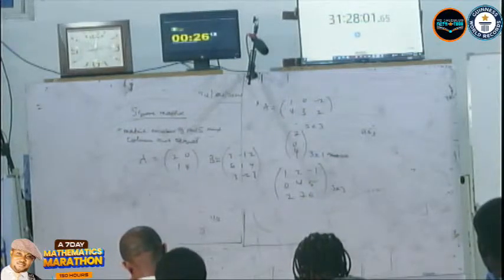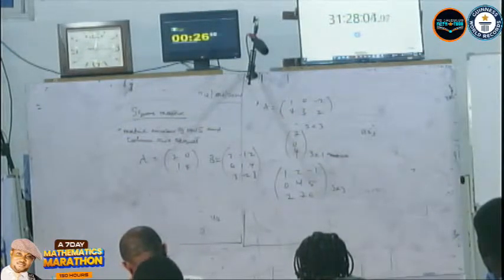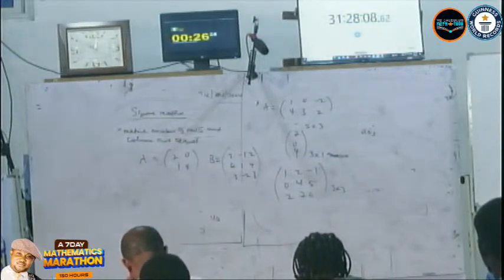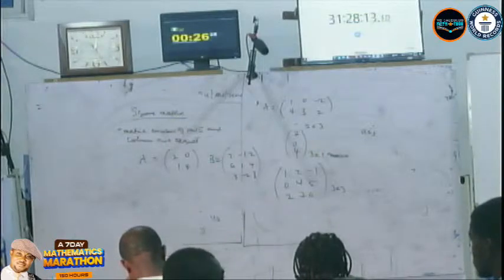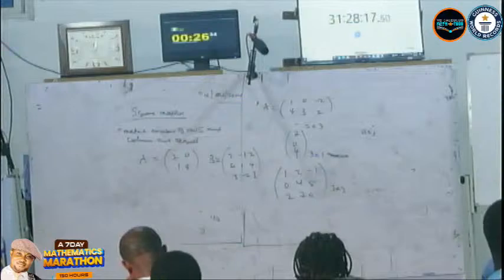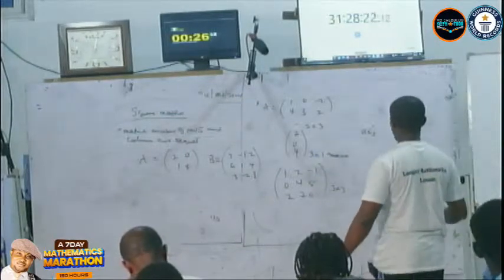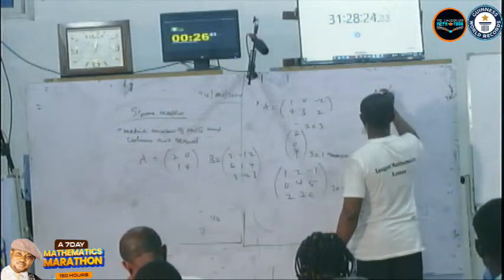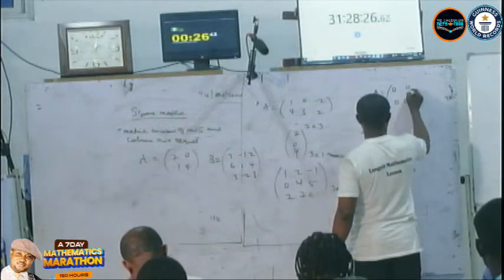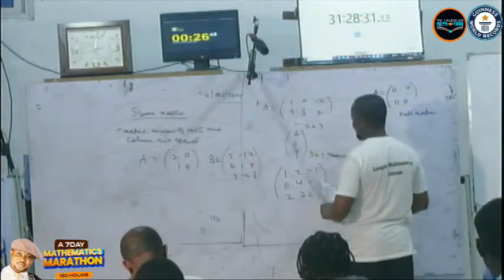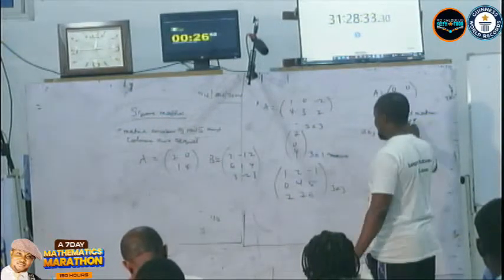Now let's talk about what we call the null matrix. The matrix in which all the entries are 0 is called a null matrix. So if you have a 0, 0, 0 matrix, whether it's a 2 by 2 or a 3 by 3, but the elements in that matrix are 0, 0, 0, that matrix is called a null matrix. For example, we have matrix A, you have 0, 0, 0, 0. This is what we call a null matrix. Now we know a square matrix, we know a null matrix.